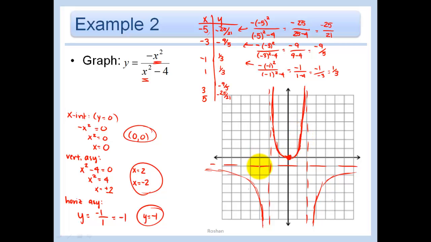At -3, I went to almost -2, but not quite. At -5, I just went down a little bit. So let me clean up my graph. Again, I know that it's got to get real close to these asymptotes, but not quite touch them. Do my best at practicing symmetry over here.